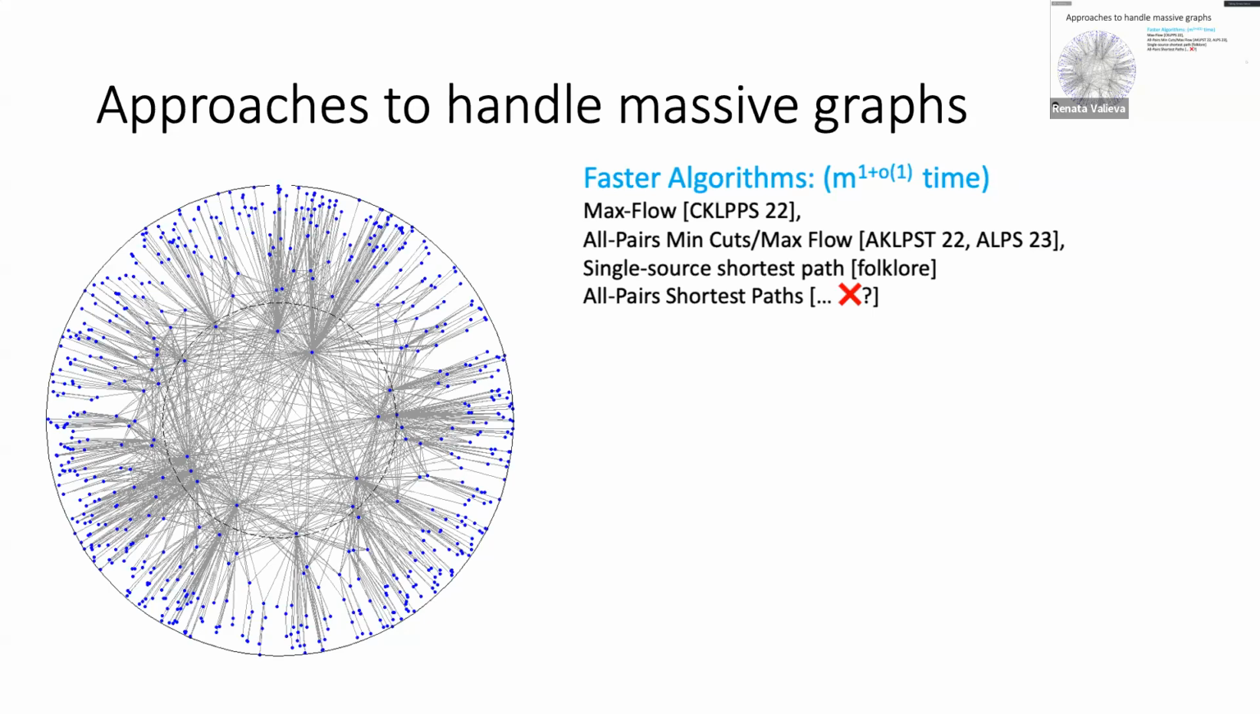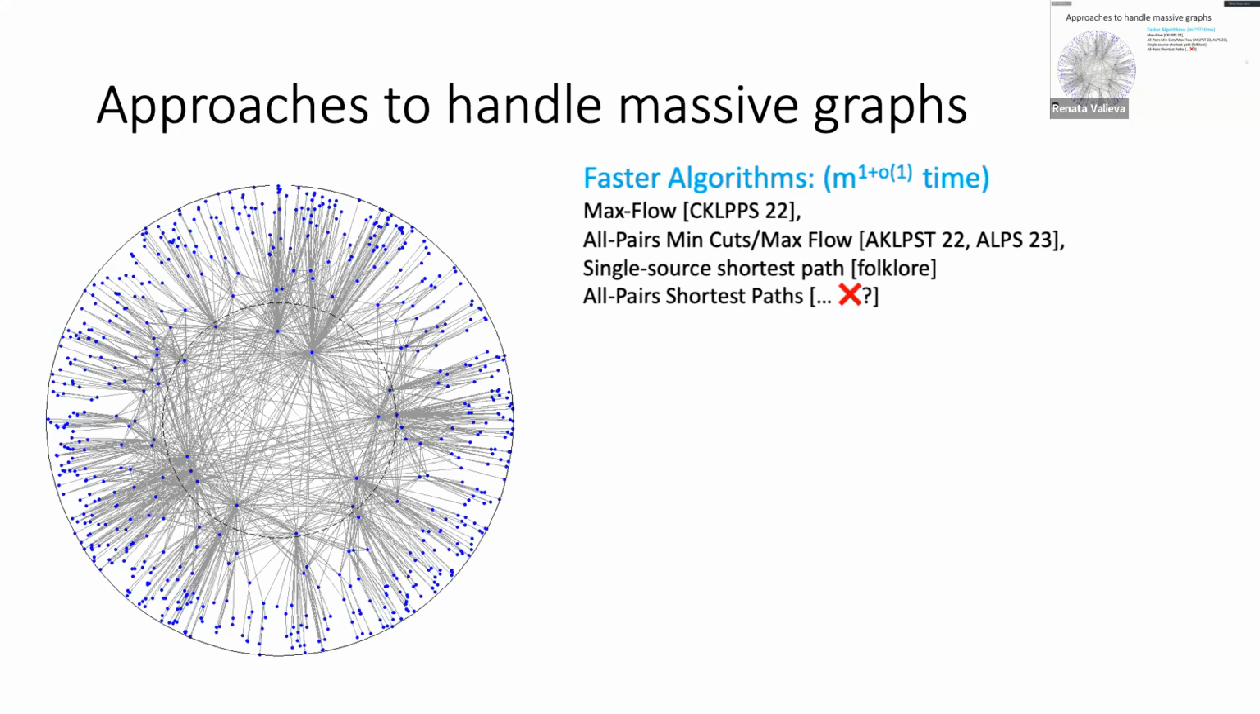For example, in this max flow paper last year, the max flow paper at FOCS 2022. And also very recently, all-pairs min cuts in max flow. You can just compute all of them in almost linear time. This is the desirable runtime. And this is for cut and flow.